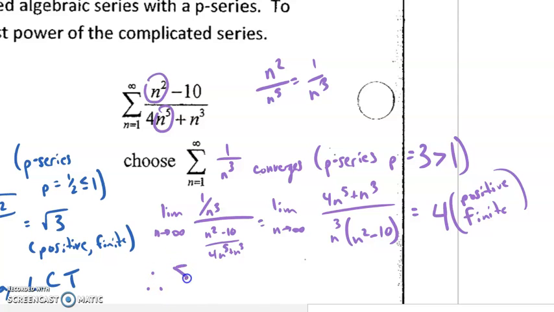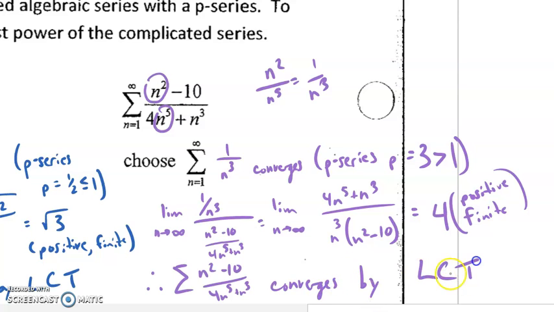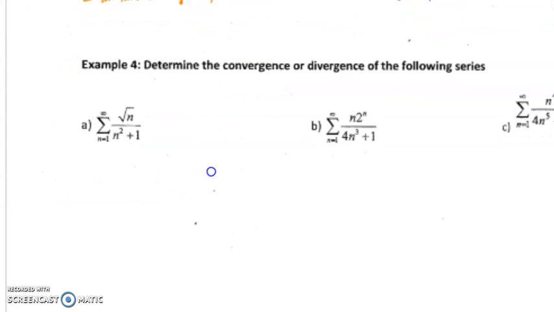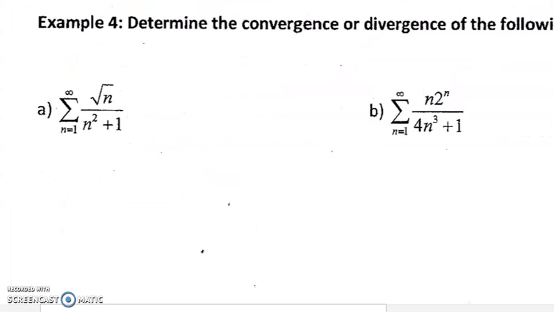Therefore, we can conclude that the original series does the same thing as the compared series. It converges by the limit comparison test. All right, cool. So if we look at these other examples, kind of more of the same, I think.